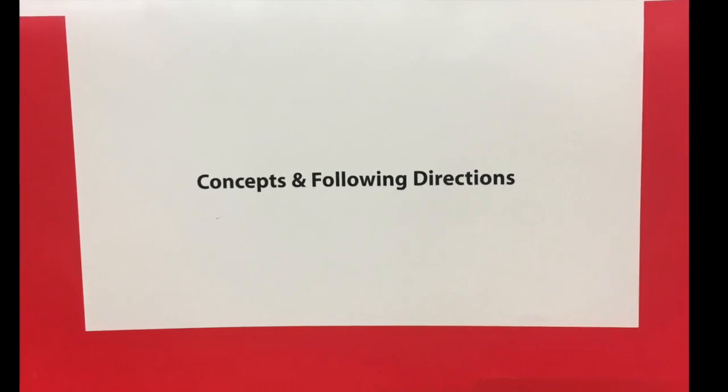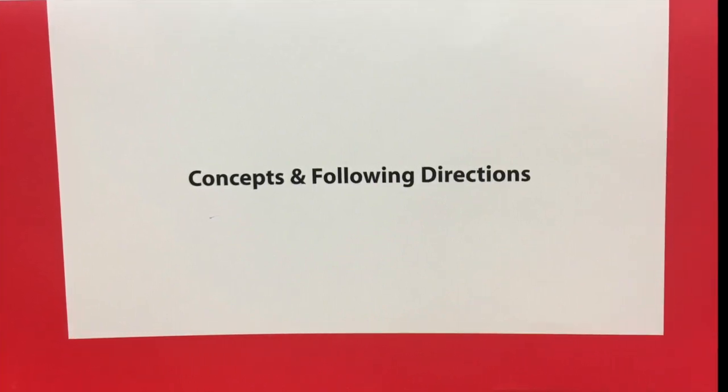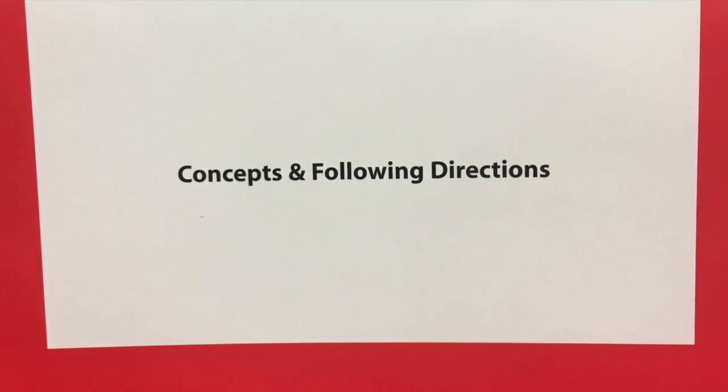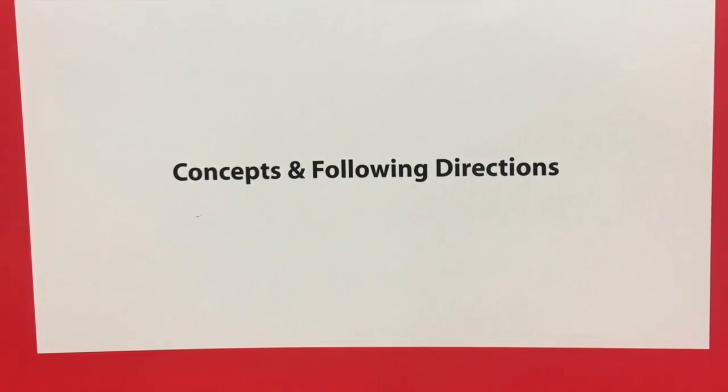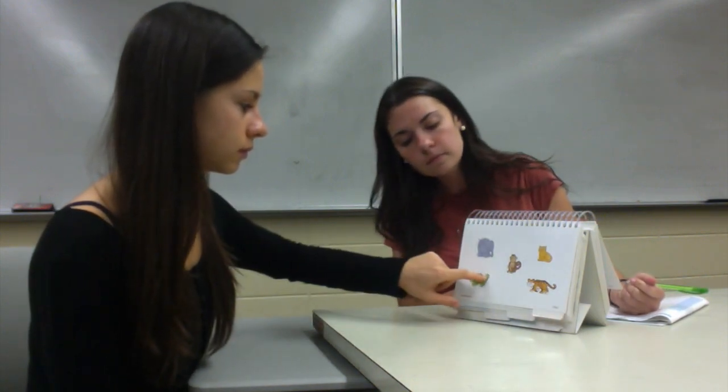Subtest 4, Concepts and Following Directions. Objective: to evaluate the child's ability to interpret spoken directions and identify targeted objects while remembering names, characteristics, and order of mention of pictures. Look at these animals. Point to the cat. Point to the turtle. Point to the elephant.